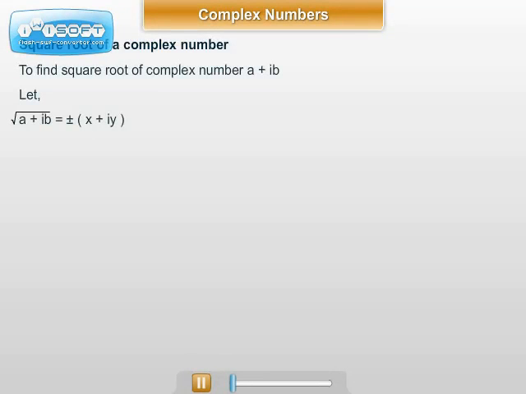Roots of a complex number. Suppose (x + iy)² = a + ib, where x, y, a, b are real numbers. Then x + iy is a square root of the complex number a + ib.